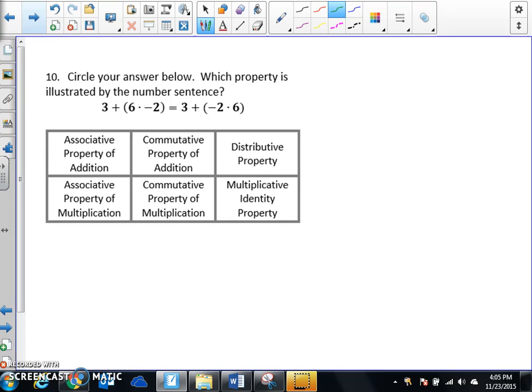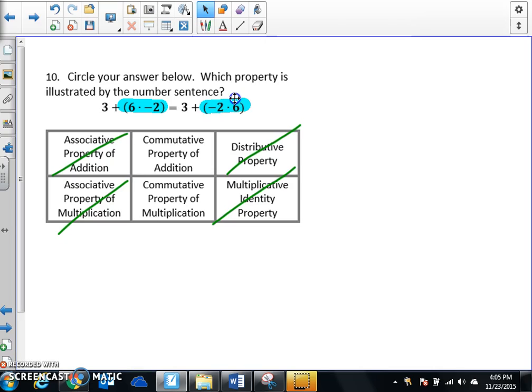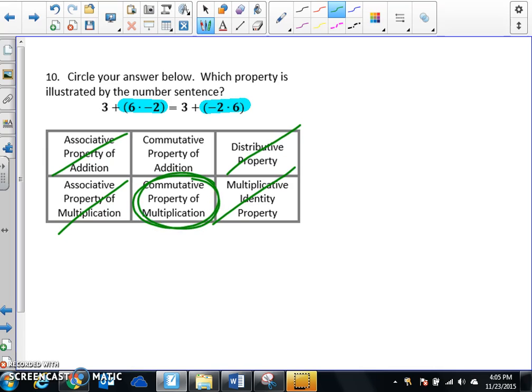Circle your answer below. Okay, so first thing I see is parentheses, so I really want it to be associative. So for associative, the order stays the same. 3, 6, negative 2, 3, 6, no. So immediately both of my associatives are out. Okay, so now I'm going to go to distributive. It's not distributive and it's not multiplicative. So I'm in between commutative, but I've got to determine when it flip-flops. So if I look within the parentheses, it's 6 times negative 2. And then over here, it's negative 2 times 6. So that's when it flip-flopped, and it flip-flopped for the multiplication. So it's this one, commutative property of multiplication.